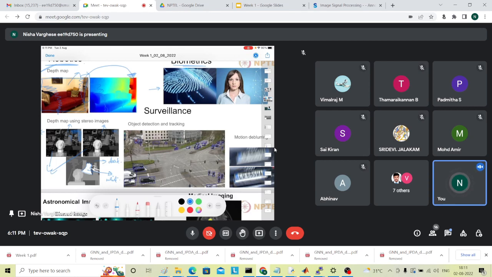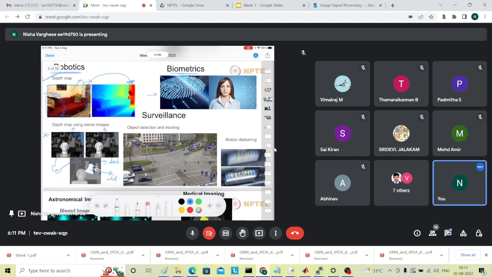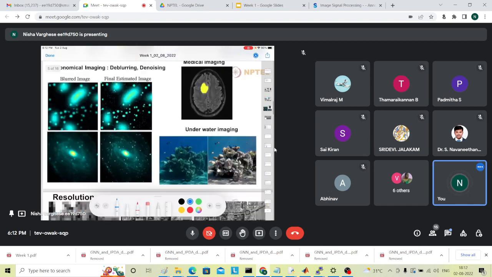Then the application includes surveillance. For surveillance, object detection and tracking is one of the applications. As you can see, surveillance cameras will be situated on the roads, and cars will be detected from the video. And along with that, motion deblurring is used to detect the number plate also. Due to the movement of the car, the number plate and number will be motion blurred. Then that will be deblurred to get the numbers. So these are some applications of image processing.